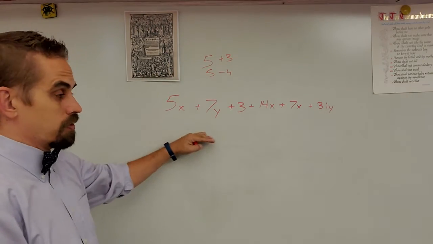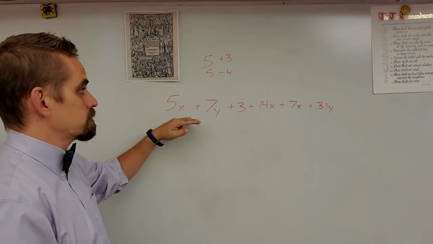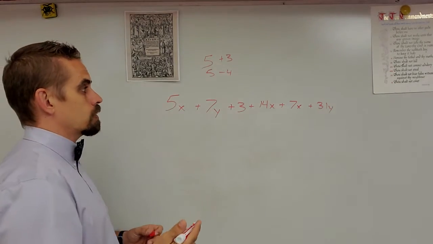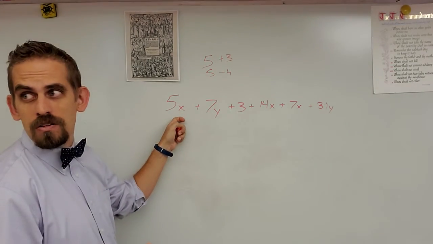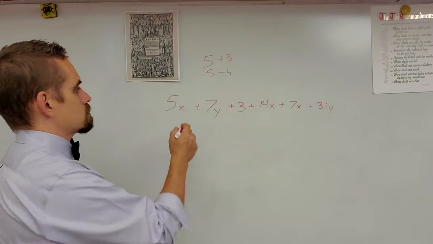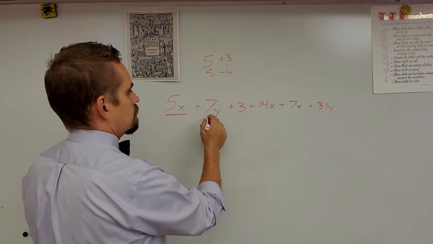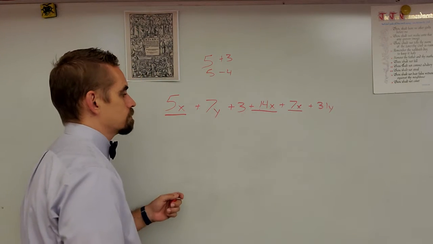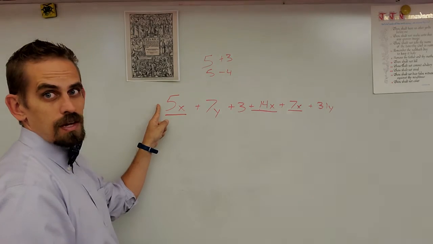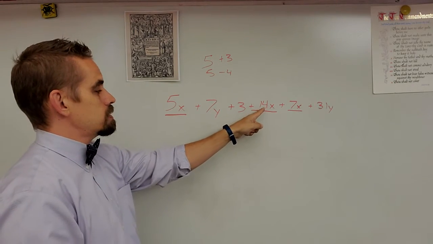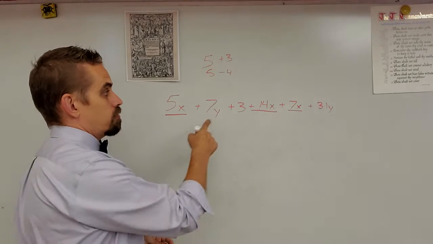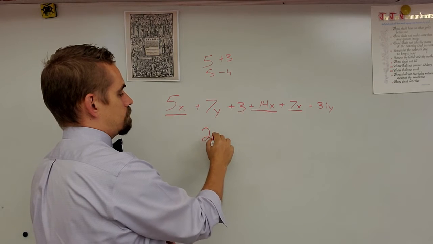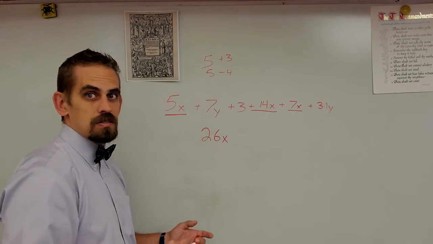All right, so here we have kind of a long equation. It's got multiple numbers that have different terms. So I'm going to look and say, all right, I start with a 5x. Let's see what else has an x. There's a 5x, and then a positive 14x, and a positive 7x. So I can do 5x plus 14x plus 7x. 5 plus 14 is 19, plus another 7 is 26. So I have 26 x's.